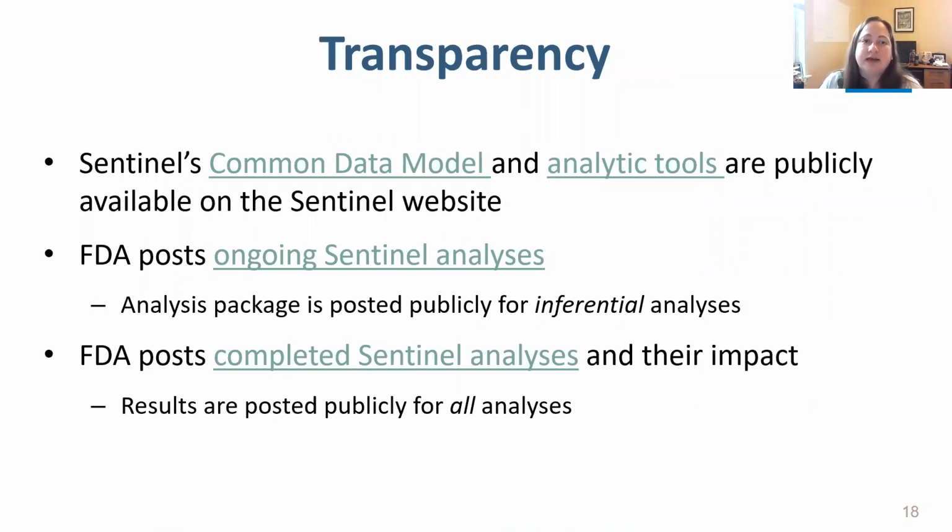I do want to plug that we try to be as transparent as possible, and so we have a Sentinel website. We post pretty much everything. The common data model and all of the documentation and the analytic tools, basically the SAS programs, all of that documentation is publicly available on the Sentinel website.